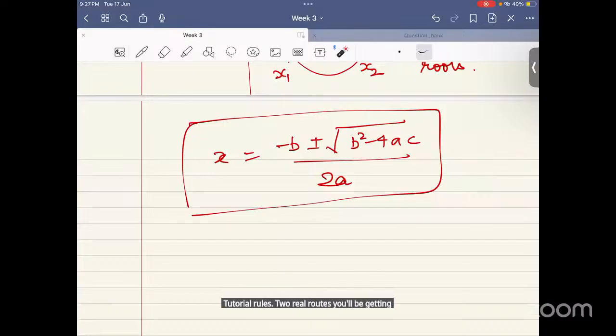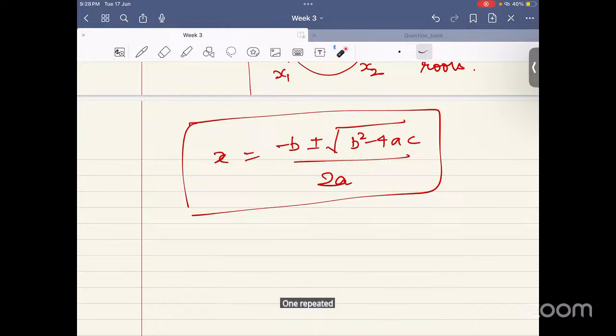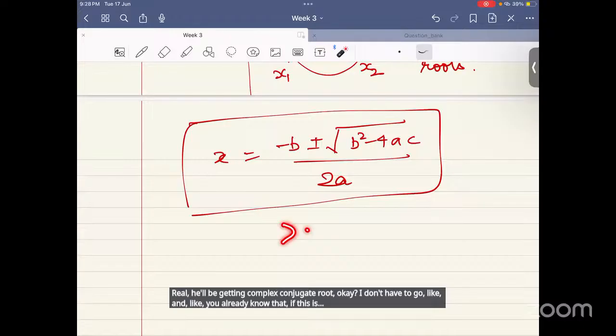And if it is equal to 0, you'll get a repeated root. Both roots are the same single real root, correct. And if this is less than 0, you will not get any real root. You'll get complex, non-real conjugate roots. If it is greater than 0, you get two real roots, and equal to 0, the repeated root. You'll get two roots only, but repeated, so generally you call it a repeated root.